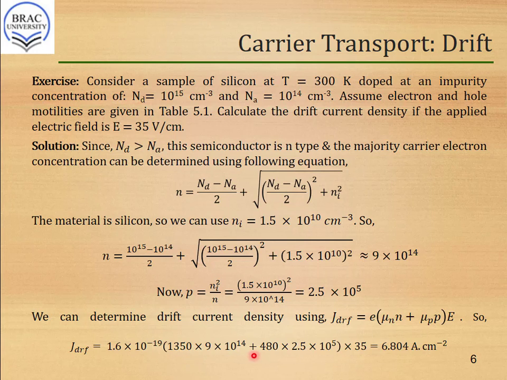There you go. Multiplied by the derived electron concentration, that is 9 × 10^14, plus 480, the typical value for mu p, multiplied by the hole concentration, which is 2.5 × 10^15, multiplied by the applied electric field 35, and the result is 6.804 ampere per centimeter square. So if you do this correctly in similar fashion, the answer may vary a bit. I asked everyone to practice it at the end of the previous lecture, so if you have done it correctly, kudos. Let's move on to our next discussion.